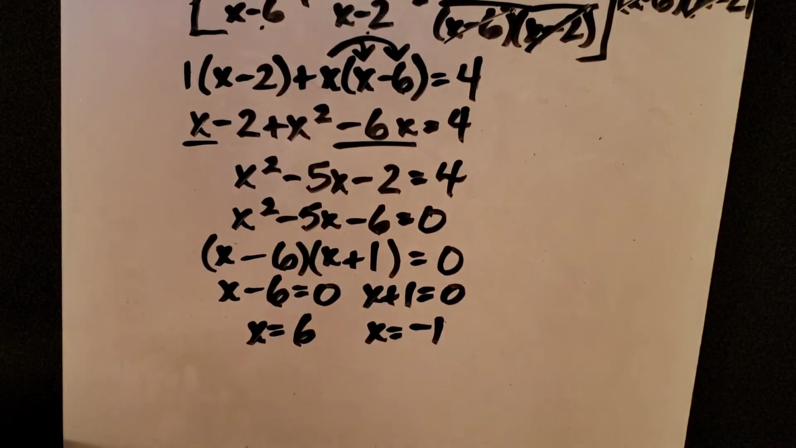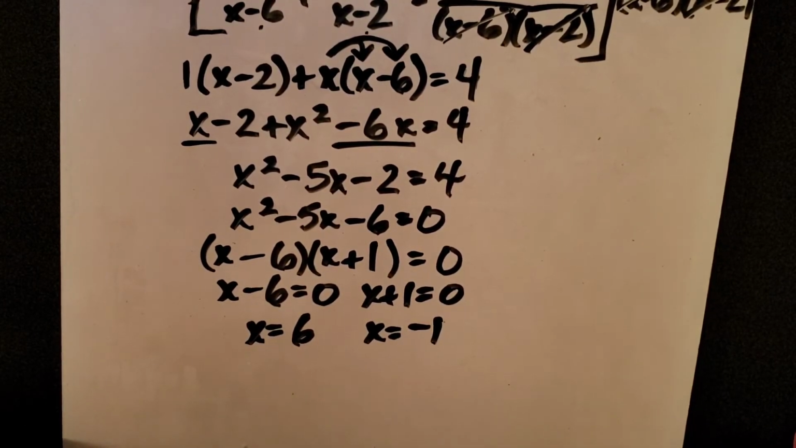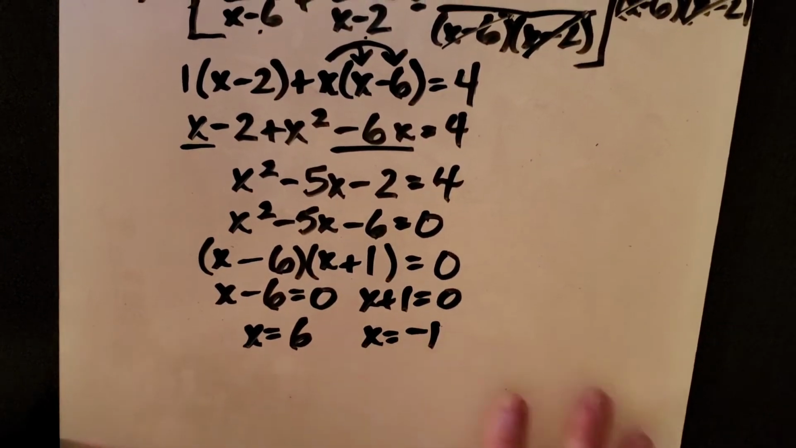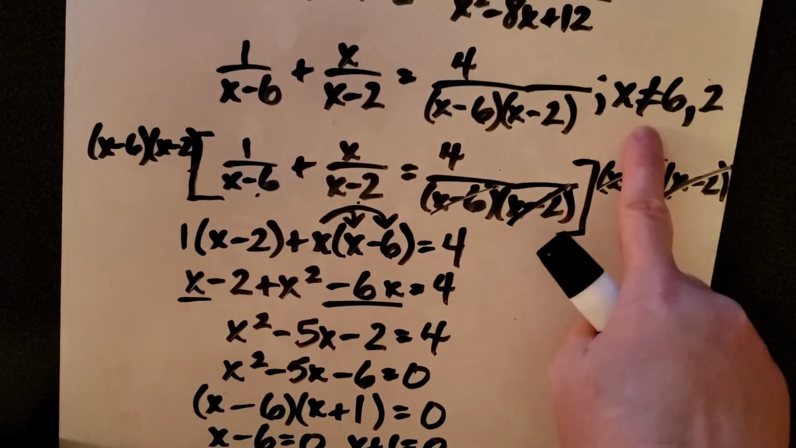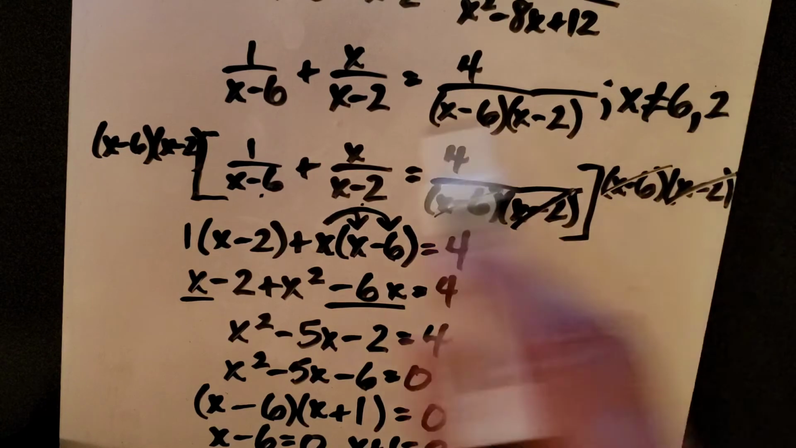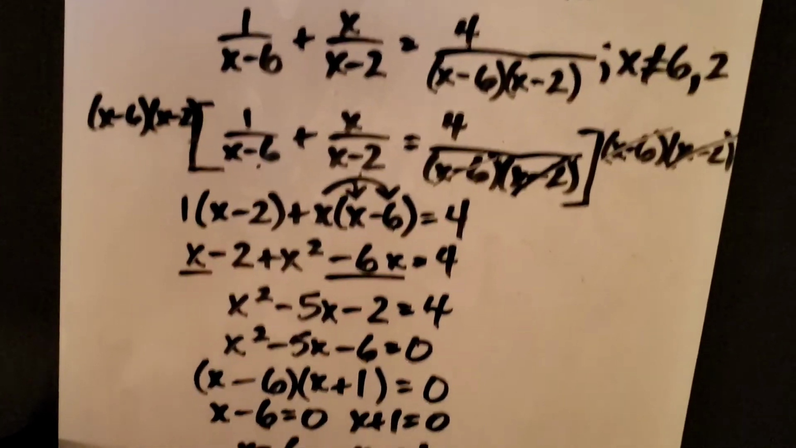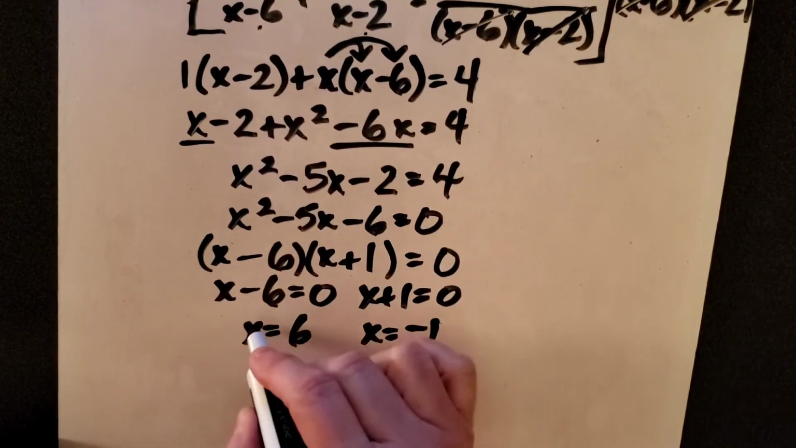Okay? Now, that's step 4. We solve for the variable. Okay? Step 5 says to check your solutions. Normally it says check your solutions in the original equation. But do we even need to take the time or effort to check x equals 6? No, we do not. Because in the very beginning, we established that x cannot equal 6 because that would make the denominator equal 0. Okay? So x cannot equal 6.